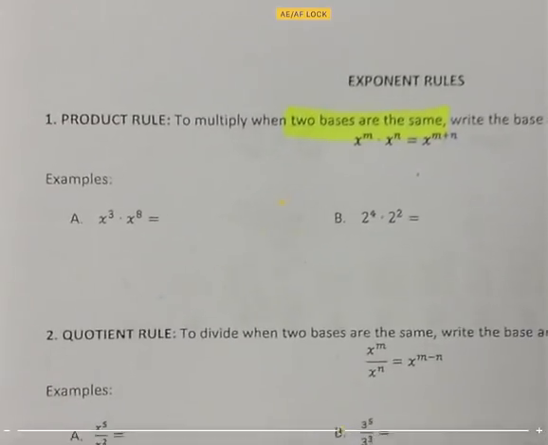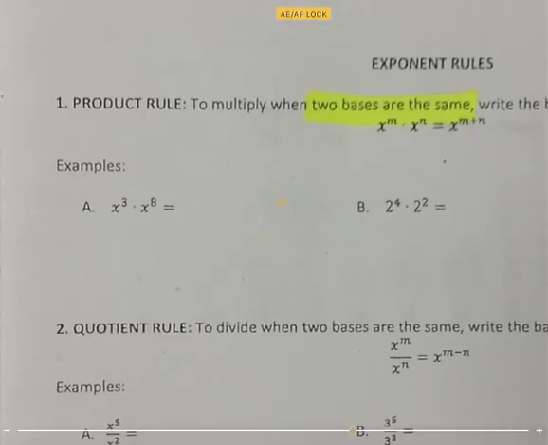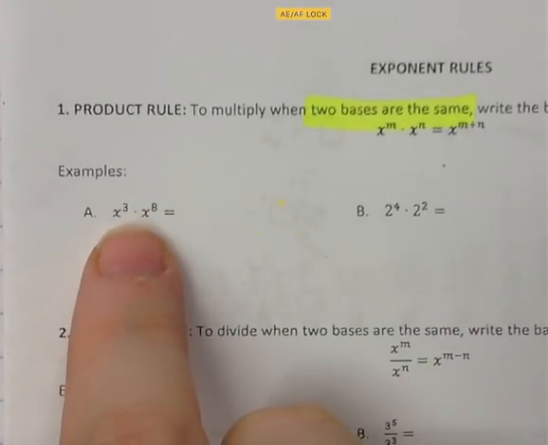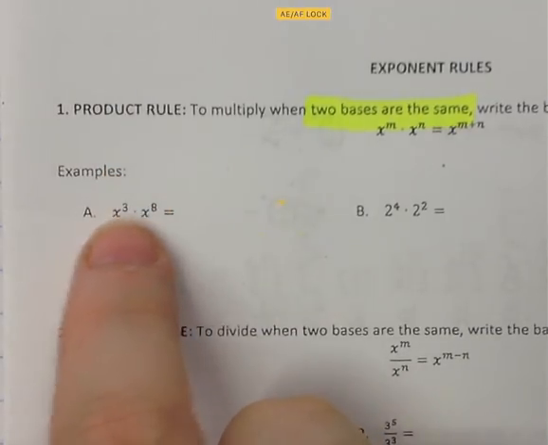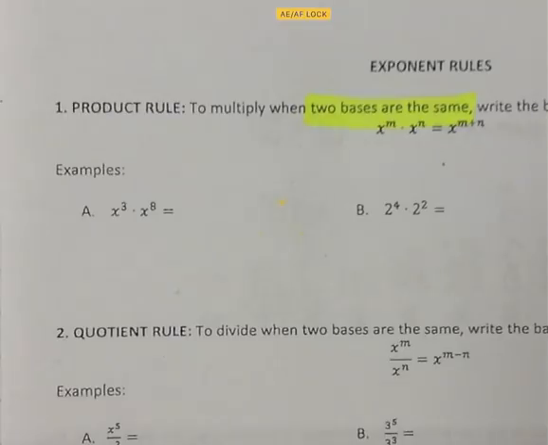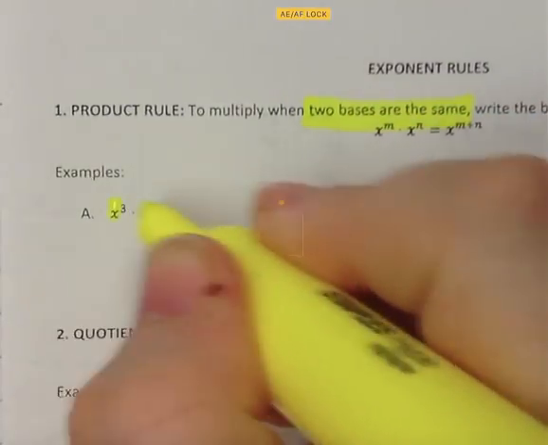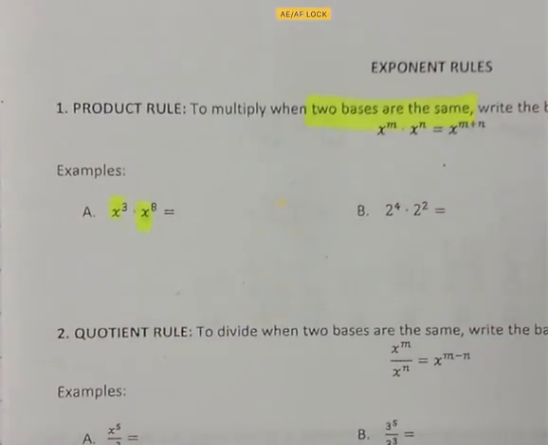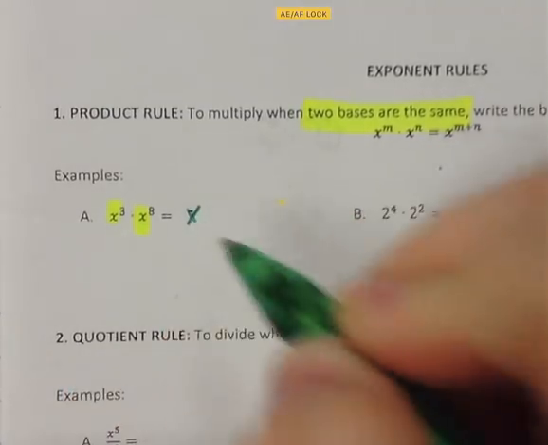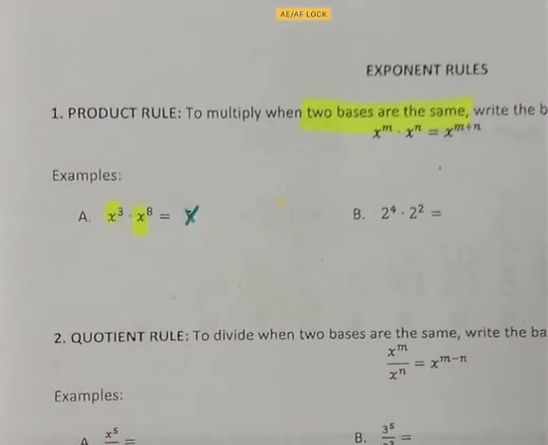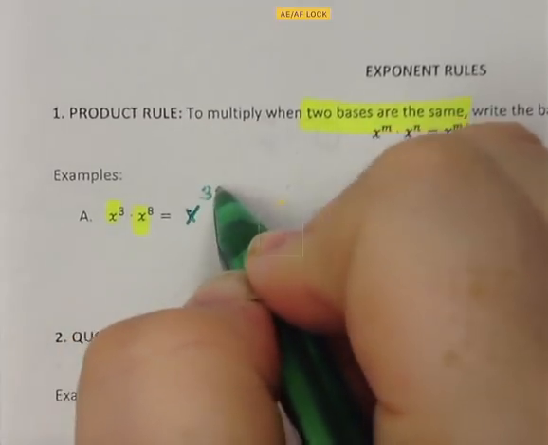So do a couple of examples. The first one is x to the third times x to the eighth. Now because we are doing the product rule, because we are multiplying the two bases, the bases are the same. We have the same base of x on both of them. That means that we can do the product rule. We're going to write that same base so that x is the base. And then we're going to add the two exponents. So we have a 3 plus 8.